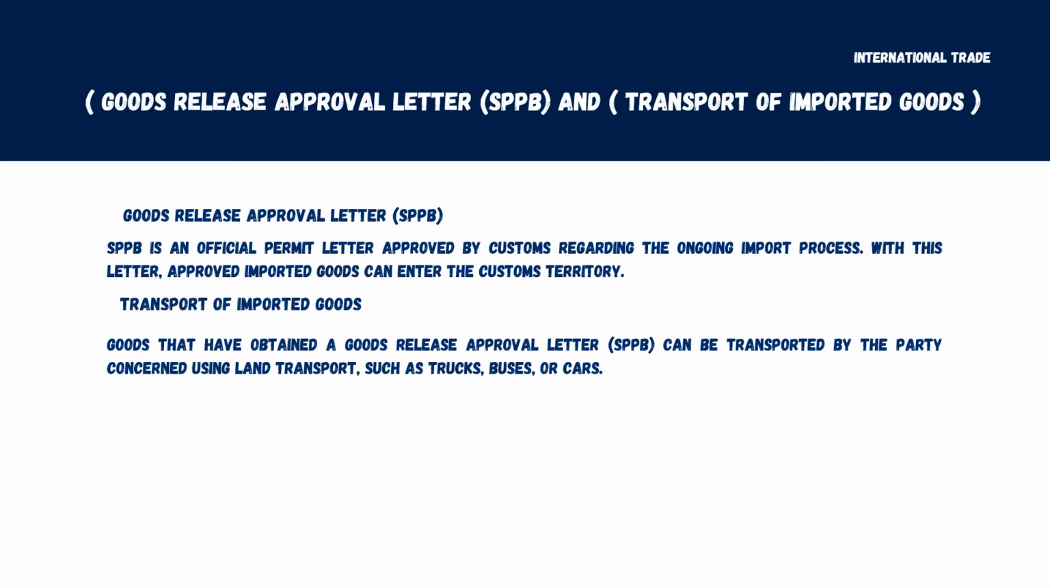Goods Release Approval Letter, SPPB. SPPB is an official permit letter approved by customs regarding the ongoing import process. With this letter, approved imported goods can enter the customs territory. Transport of imported goods that have obtained a Goods Release Approval Letter, SPPB, can be transported by the party concerned using land transport, such as trucks, buses, or cars.